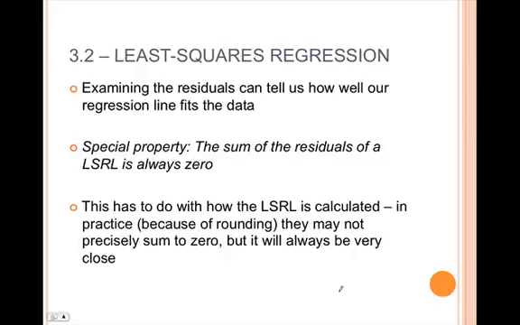Examining these residuals can tell us how well our regression line fits the data. And the sum of the residuals of a least squares regression line is always 0. This should make you think back to the hair lab. Remember your residual pieces of string added up to 0? Same thing happens here when we're dealing with bivariate data.